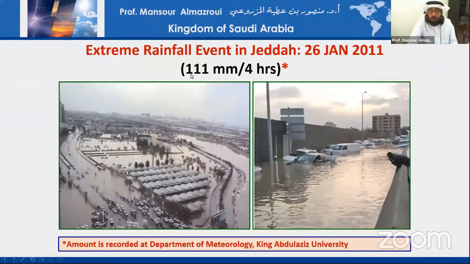2011, and the rainfall was recorded at King Abdulaziz University as more than 111 millimeters, and it happened in 4 hours. This is really very significant to a city like Jeddah, which is causing what is called urban flooding in that region, in that city. So this is really very remarkable.